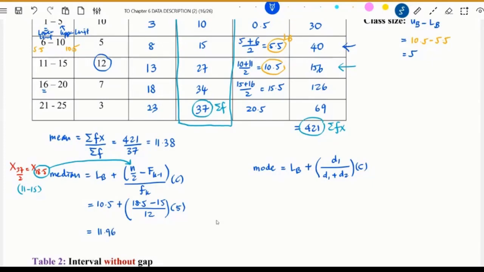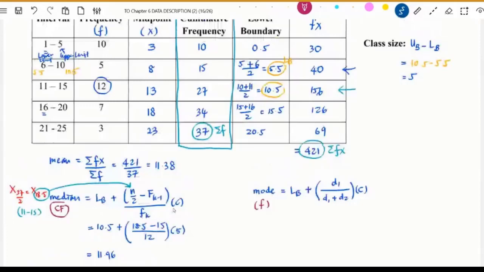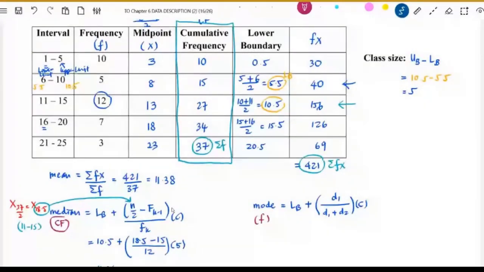Alright, so for the mode. For the median, we refer to the CF column, but for the mode, we refer to the F column, the small f. So the highest frequency is 12. Coincidentally it falls in the same class, 11 to 15. So the lower boundary, which is 10.5 as well, plus D1. To find D1, we have 12 minus 5, which is 7. The D2, 12 minus 7, so we're going to have 5.